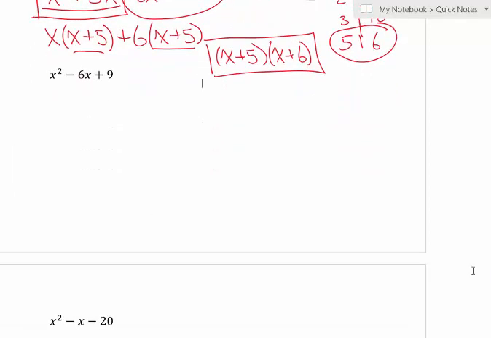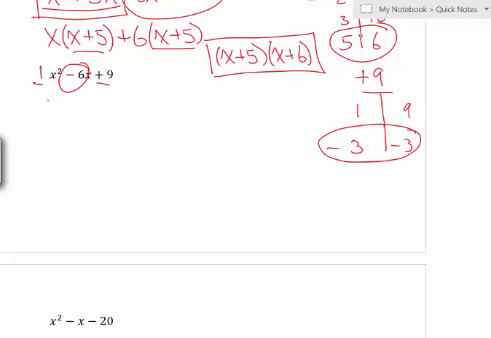All right, so let's take a look at the next problem here. Again, my first step, let me write a 1 right here. So 1 times 9 is 9. And the numbers that I know that multiply to 9 are 1 and 9. Also 3 and 3. I want you to notice, though, they need to add up to a negative 6. So if I made that a negative 3 and I made that a negative 3, that's still going to give me a positive 9. But when I add them together, that will give me my negative 6.